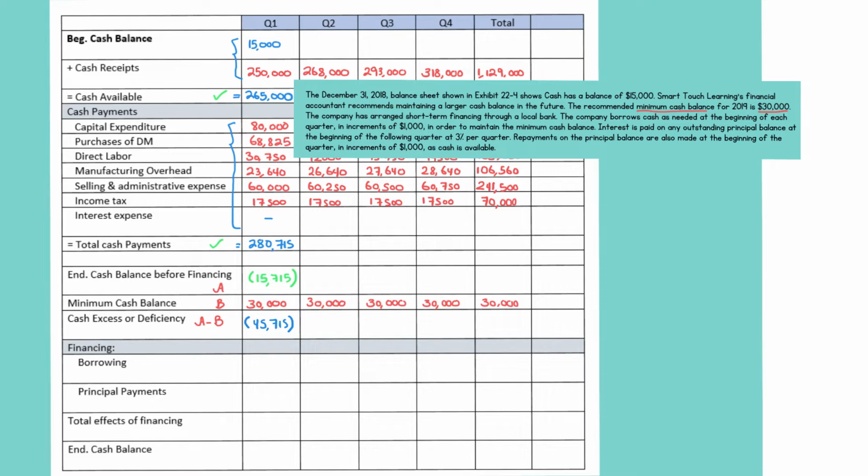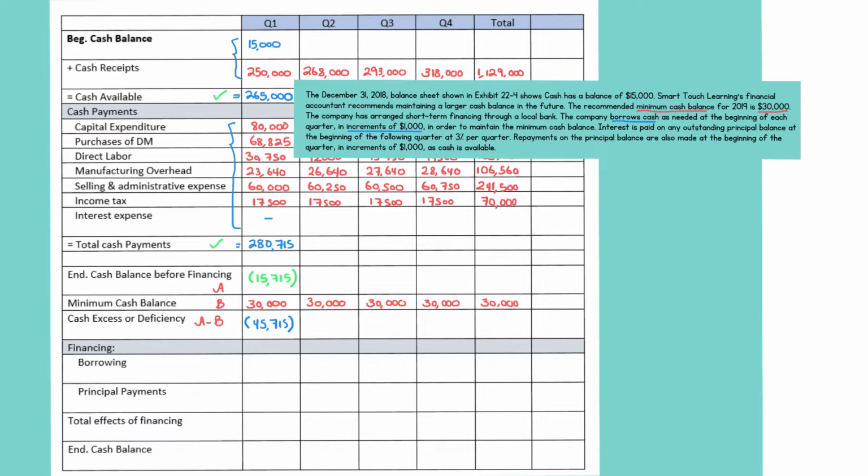Since I have a deficiency here, I need to borrow money because I'm below the 30,000. So how much do I need to borrow? This is the amount that I need, 45,715, but I need to borrow in 1,000 increments, as he said here: the company borrows cash as needed at the beginning of each quarter in increments of 1,000. So I cannot borrow 45,715. I need to round it up to the nearest 1,000.